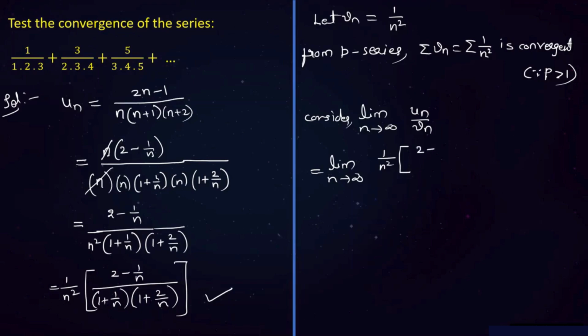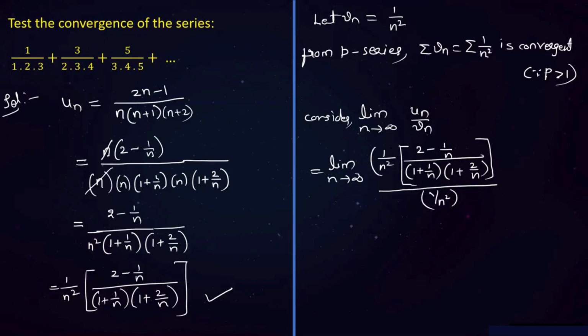We have, you see, 2 minus 1 by n divided by, in the denominator, 1 plus 1 by n into 1 plus 2 by n. Right? This is all un, and this divided by what you have is vn. How much is vn? You see, 1 by n square. So I'm writing that 1 by n square also. It's clear, easily you can understand this 1 by n square can be cancelled out. So when 1 by n square is cancelled out, what remains here? You see, only this much.